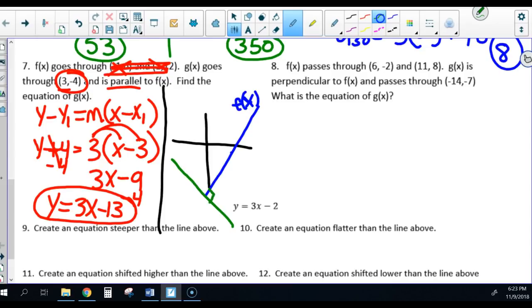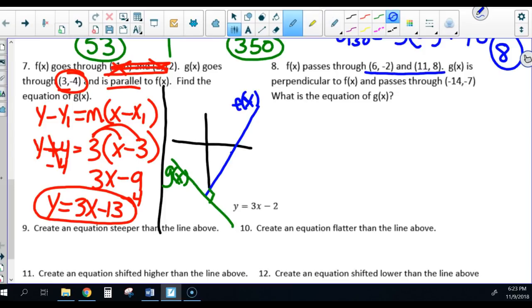So what I already know is this green line, g of x, has to have a negative slope and it has to have a y-intercept that's also negative. So I already need to be expecting negative m and a negative b. I'm going to use point slope formula. First, I need the slope of f of x, the blue line. I'll underline it in blue. Blue line. There we go.